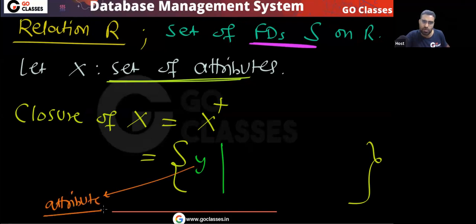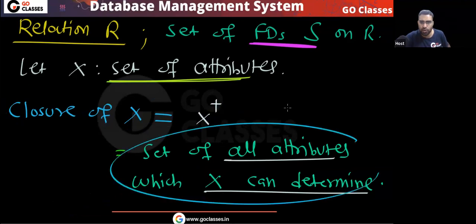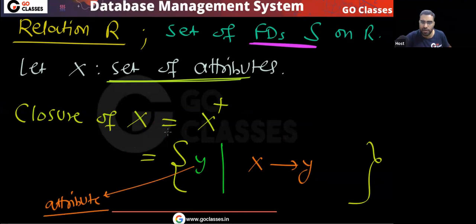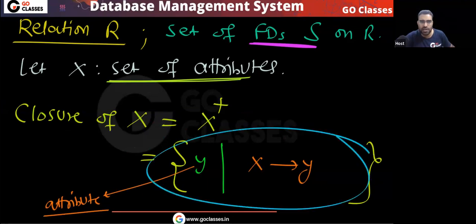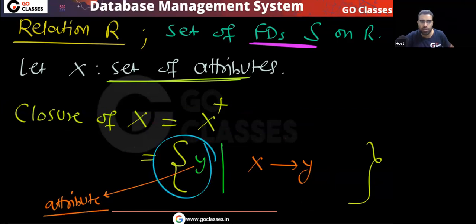You take all those attributes which X can determine. Is this clear? So if X can determine Y, then you put this in the closure of X. The definition is very simple. Closure of X means the set of all the attributes which X can determine. X can determine Y, all those Y you put here. This is your closure of X. I hope you understood.